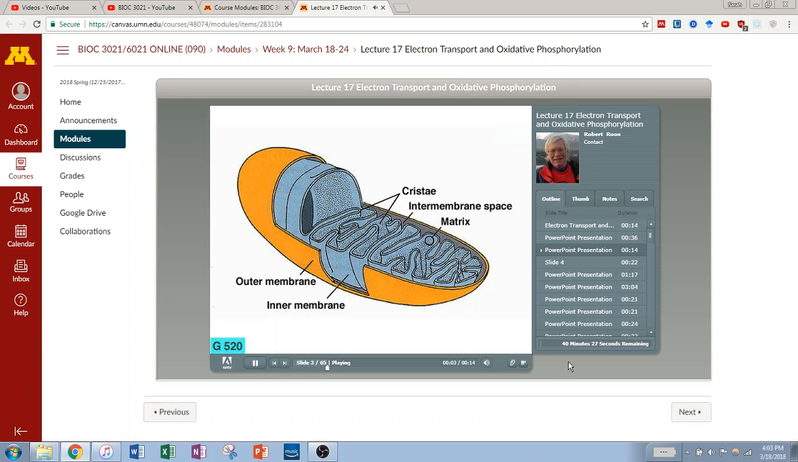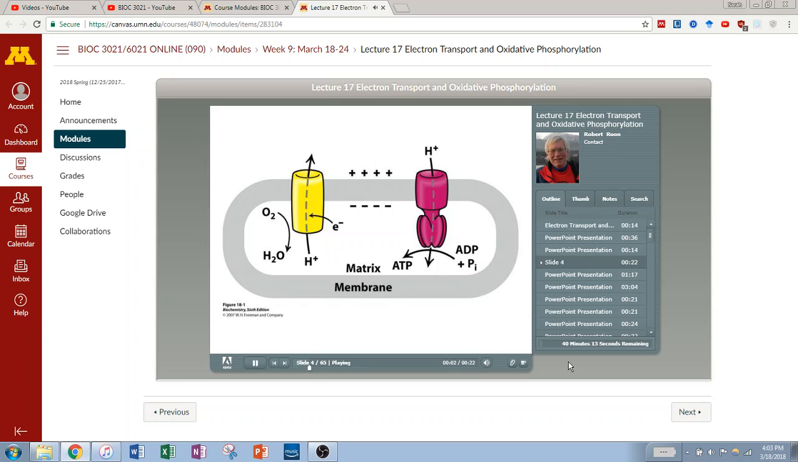This is an artist's rendition of a mitochondrion. In eukaryotic cells, the electron transport and oxidative phosphorylation systems are located in the inner membrane of the mitochondria. Oxidative phosphorylation is a composite of two biochemical processes: electron transport-driven proton pumping and proton-driven ATP synthesis. These two processes work in tandem to produce ATP from reduced nucleotides such as NADH and FADH2.